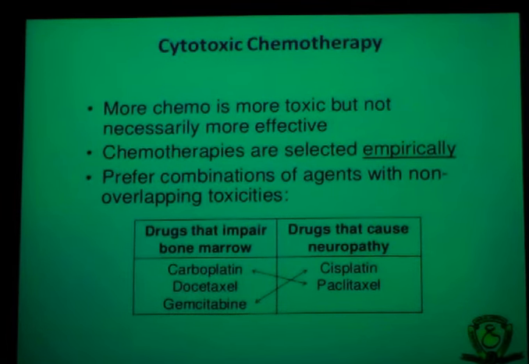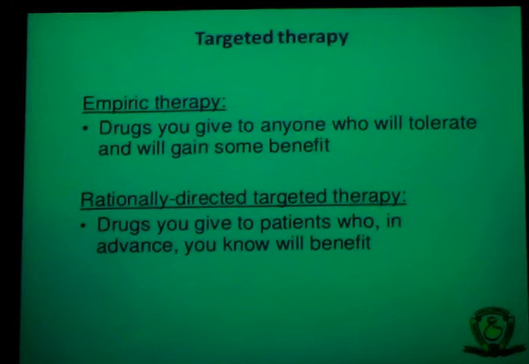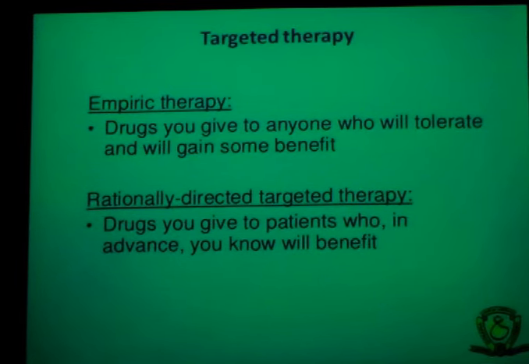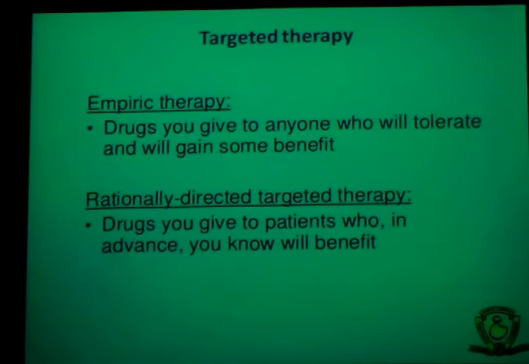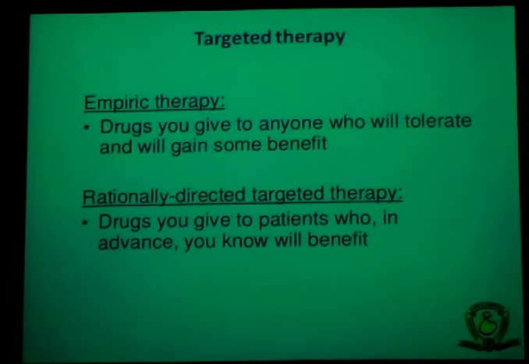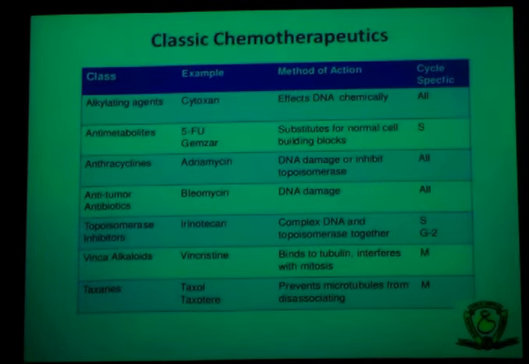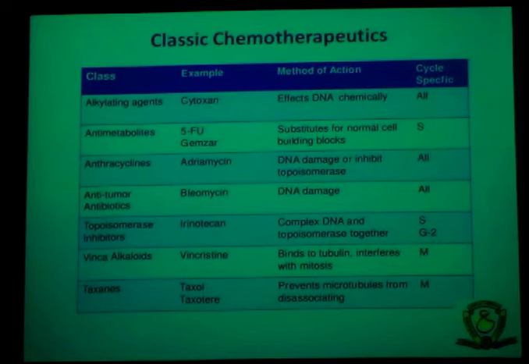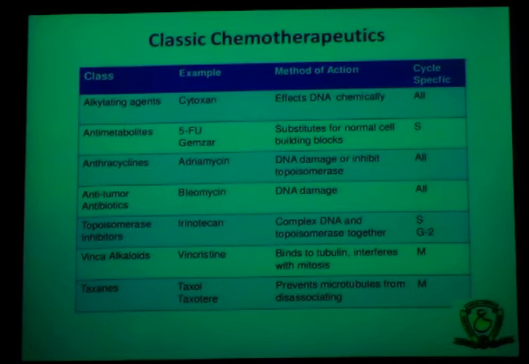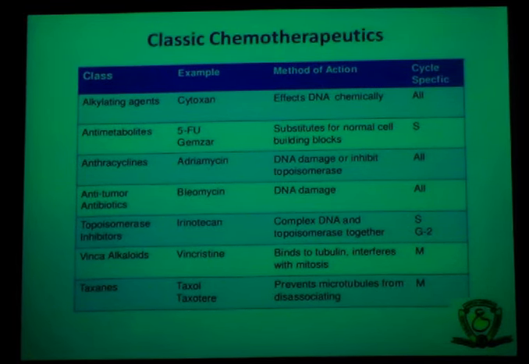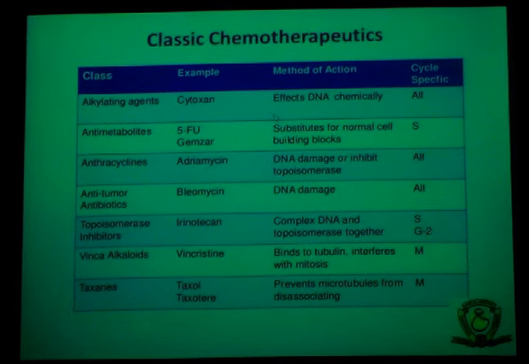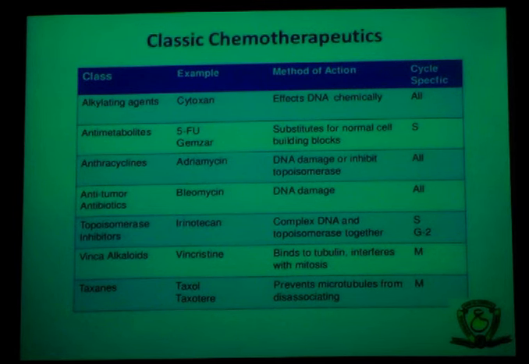So here are some examples. This is the difference between empiric therapy, which includes chemotherapy for cancer, and targeted therapy, where you use specific enzyme blockers. Here are some examples of classic chemotherapeutics and their targets. They target DNA synthesis or cytoskeleton.